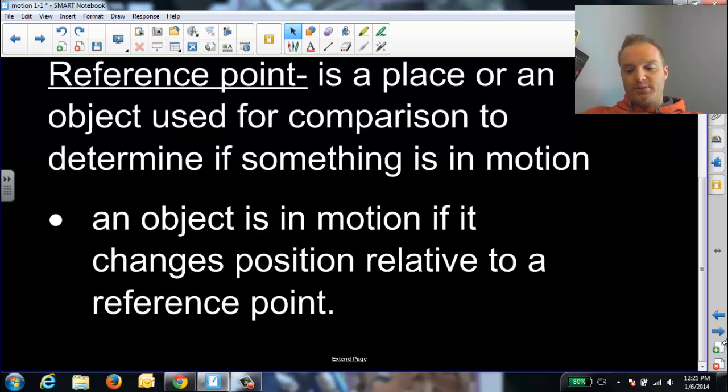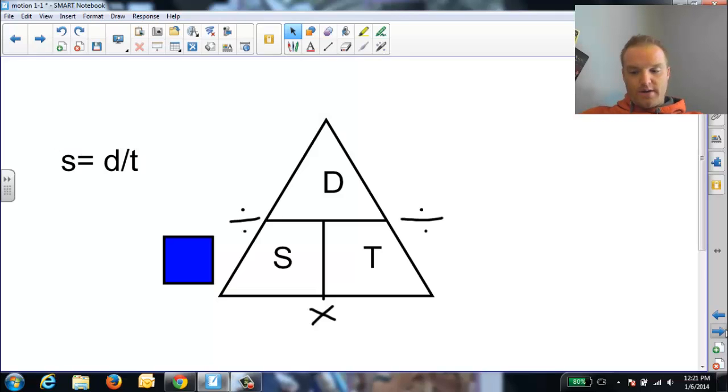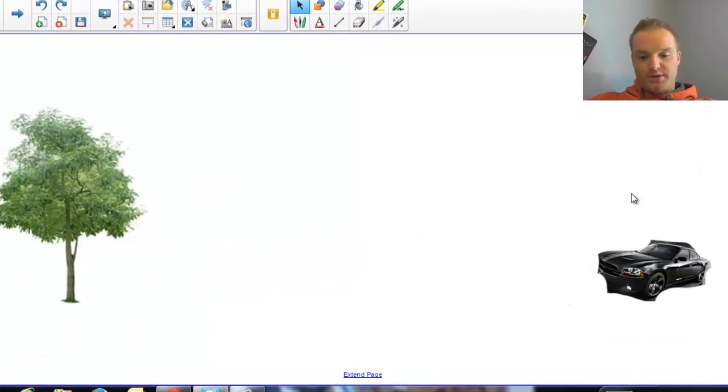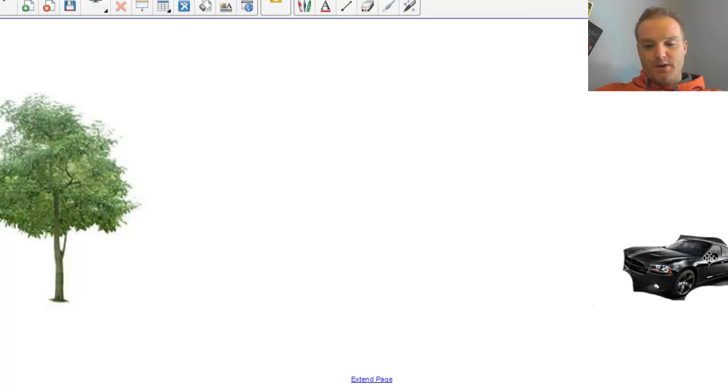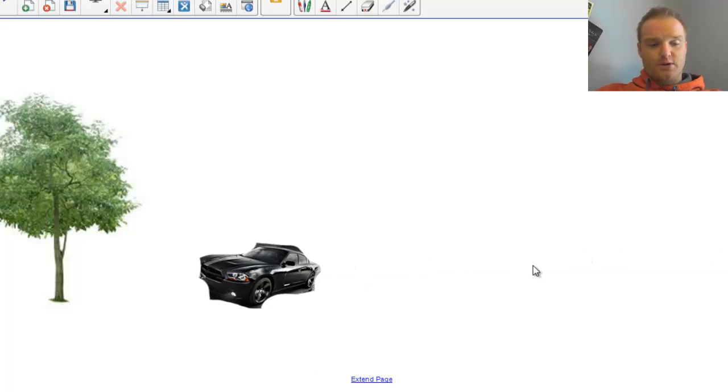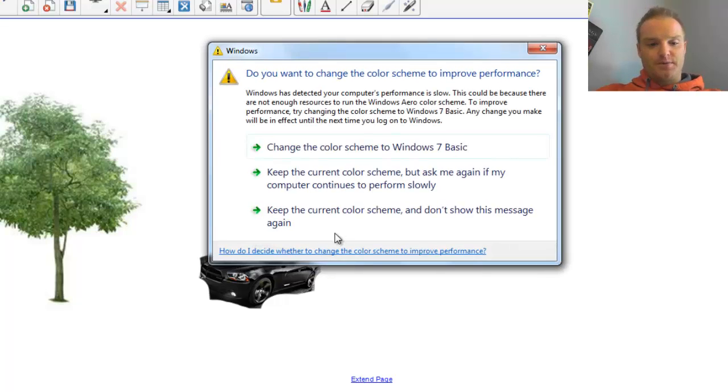And so to illustrate this, we got a little visual. I found some pictures here for you. Got a tree on this side. Over here we have a Dodge Charger. I don't know why I chose a Dodge Charger, but I chose to. And so, like the notes just said, something is in motion if its position changes relative to a reference point. So as the car goes toward the tree, its distance between the tree and the car is changing. So that's how I can tell with my eyes that the object is in motion. I need that reference point, that frame of reference, you would say, to tell the object is in motion.